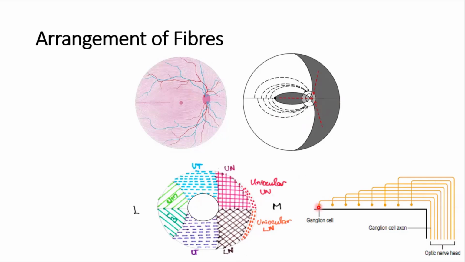So we see that the nasal uniocular fibers, which are originating from the extreme peripheral nasal retina, will go to the outermost aspect of the optic disc on the nasal side. So that's why we have drawn these uniocular nasal fibers in the most medial portion of the optic disc. So this is with regards to the optic nerve head.